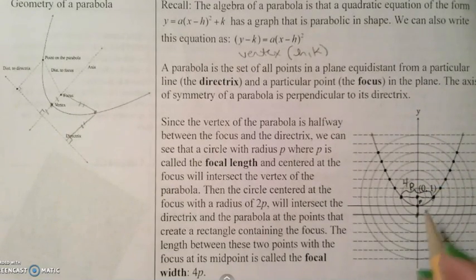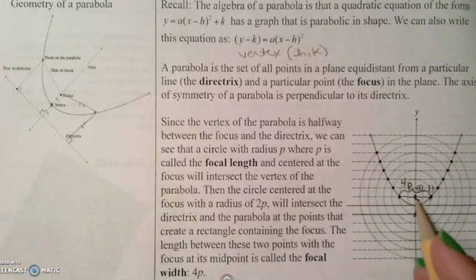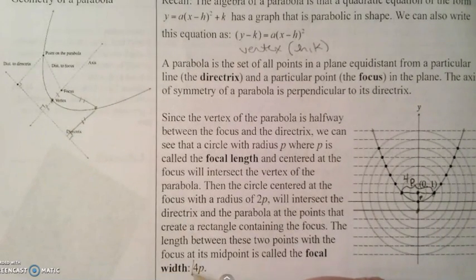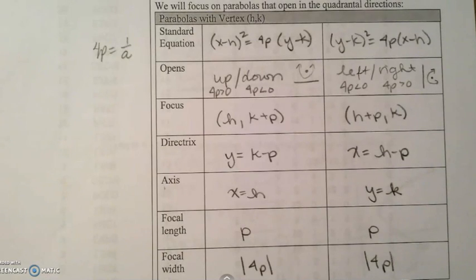Okay, so p is called the focal length. Focal length is the distance from the focus to the vertex. And then we have the focal width, which goes all the way across the parabola, and is 4 times p. The focal width should be positive, so we always put that in absolute value bars when we're calculating it. So let's look at how we find these values and what they all mean. There's a little table for you. I'm going to go ahead and move the page off camera. Okay, now I've already filled in the table.